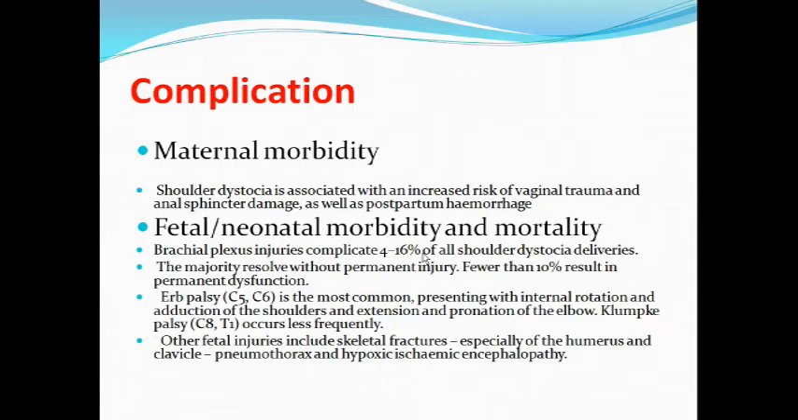Erb's palsy, that is C5, C6 injury, is the most common, presenting with internal rotation and adduction of the shoulder and extension and pronation of the elbow. Klumpke's palsy, C8 T1, occurs less frequently. Other fetal injuries include skeletal fractures, especially of the humerus and clavicle, pneumothorax, and hypoxic ischemic encephalopathy.